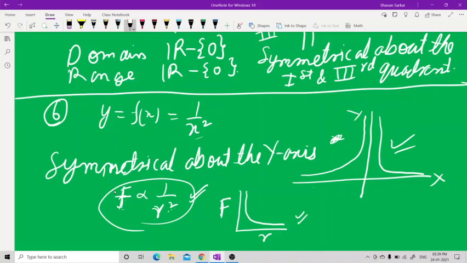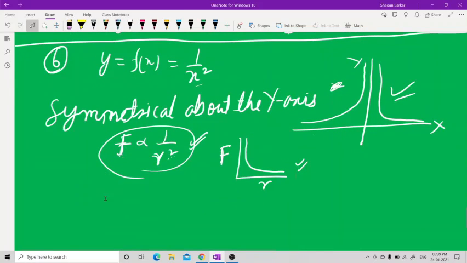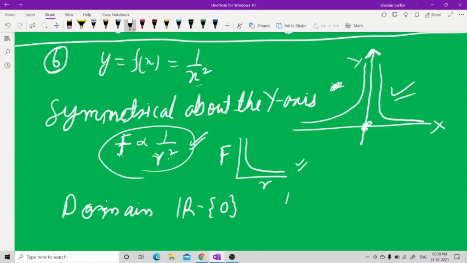Now, suppose I want to make some change in this. Before I go into more details, let me tell you about the range and the domain of this graph. The domain is everything other than zero, so you have R minus 0. In the range you only have the positive part of the y-axis, from 0 to infinity. The range is an interval which does not contain 0 and does not contain infinity.